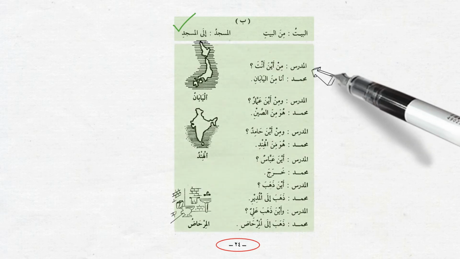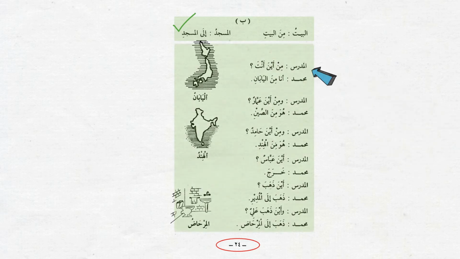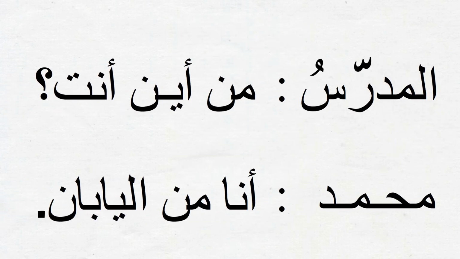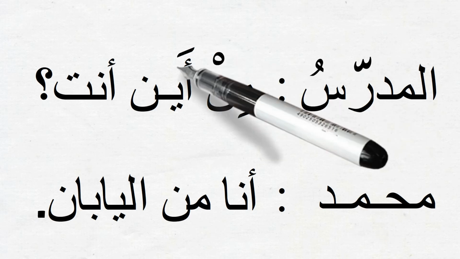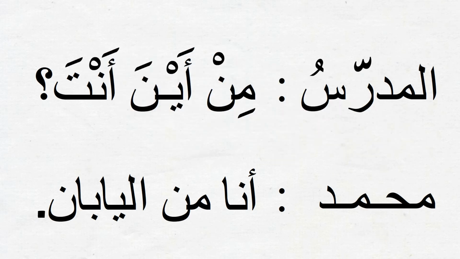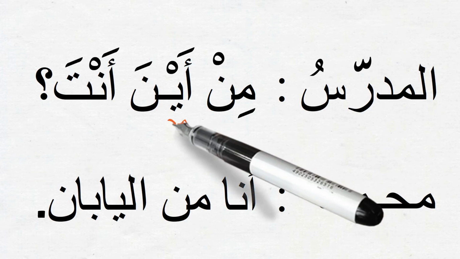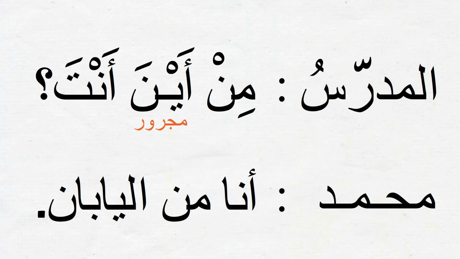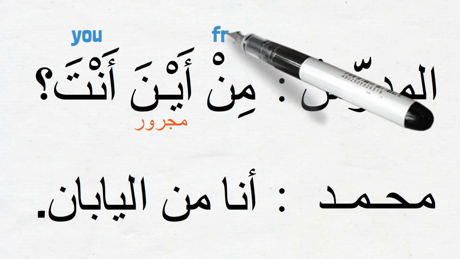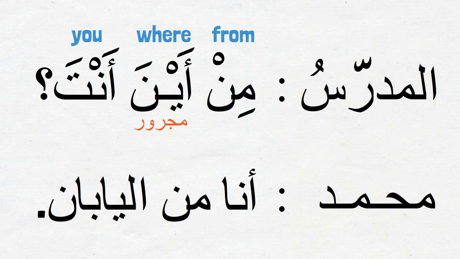Let's go ahead and start reading the dialogue on page 24 now. Al-Mudarrisu, the teacher, is saying, Min ayna anta? From where are you? See, here ayna is majroor, but it doesn't show the sign by taking the kasra ending. Anta is a dhamir, which means you for singular mudhakkar, masculine. Min ayna anta means where are you from?